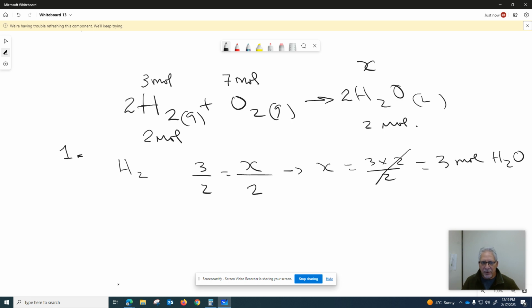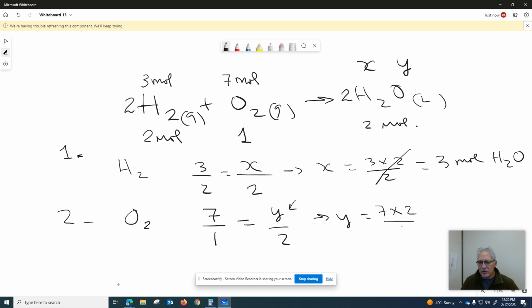assuming this is the only reactant. So let me check now how much water I can get with the oxygen. Based on the stoichiometry, 1 mole of oxygen is producing 2. So I will call y another variable, and I will make the following proportion: 7 over 1 equals y over 2. Solving for y, cross multiplication, 7 times 2, that will be 14 mole of water.